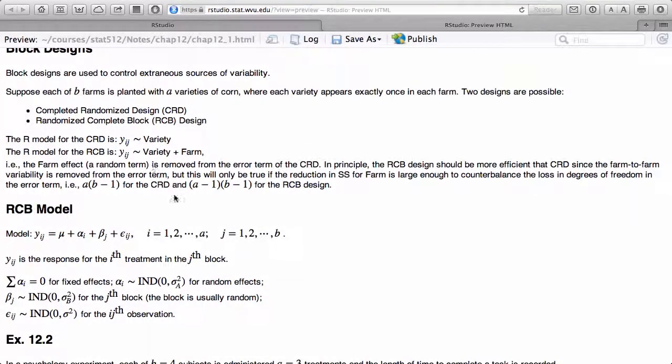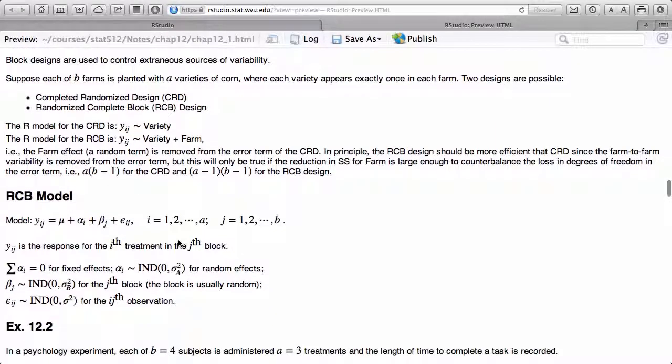So the farm effect is almost always a random effect. It could be fixed, but generally you're not interested in a specific block. I'm not interested in the specific farms. I'm interested in the variety differences. So it's almost always the case that the block effect is random. I mean, technically it doesn't have to be, but it almost always is.